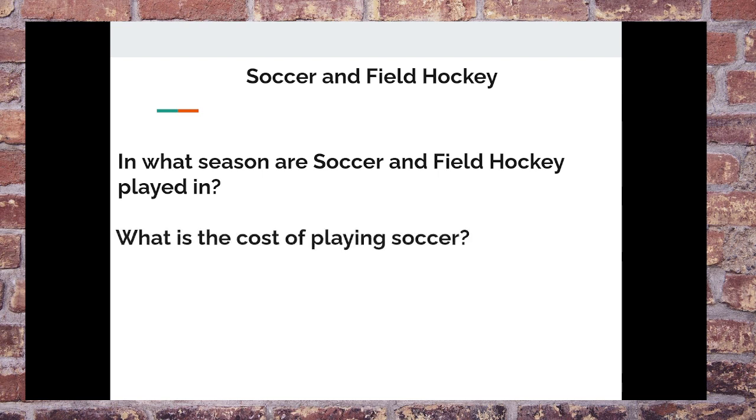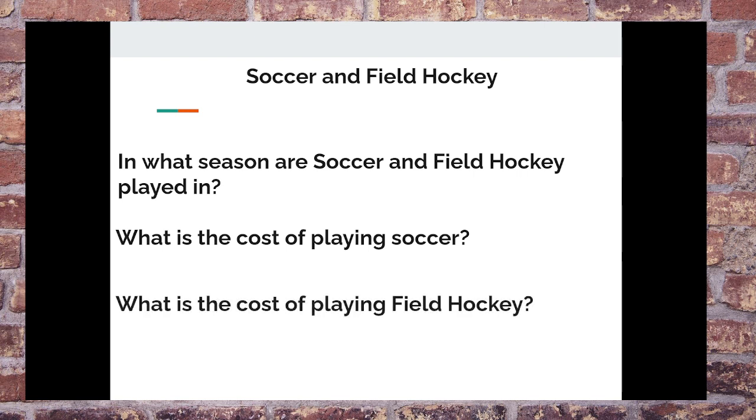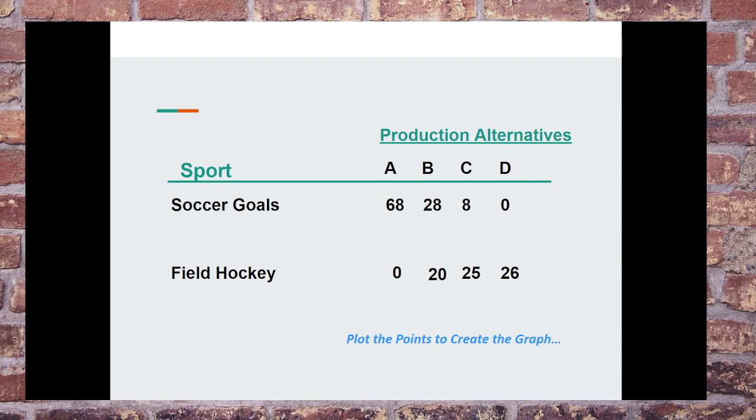What's the cost of playing soccer? It's the field hockey, right? What's the cost of playing field hockey? It's the soccer. So here's my chart. If you look at point A, the girls are all playing soccer. 40 goals from Emma, 20 goals from Viv, and 8 goals from Val. So if all the girls play soccer, we're going to have 68 goals, but 0 field hockey goals.